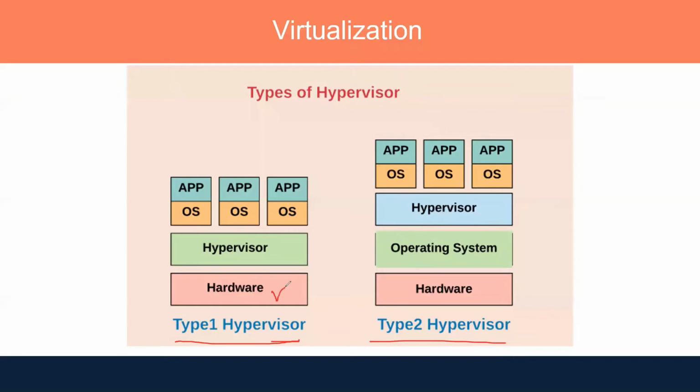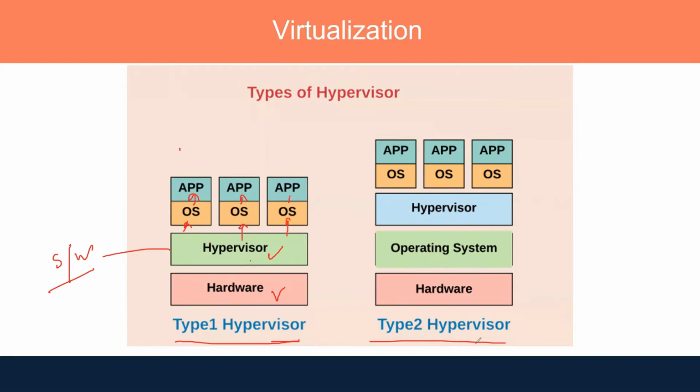There would be hardware. On top of hardware, there would be hypervisor. Hypervisor is nothing but a kind of software. So on top of hardware, hypervisor is going to be installed, and on top of hypervisor, there would be operating system. Now on top of operating system, there would be application. Okay, that's a type 1 hypervisor.